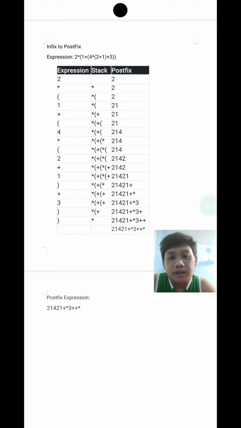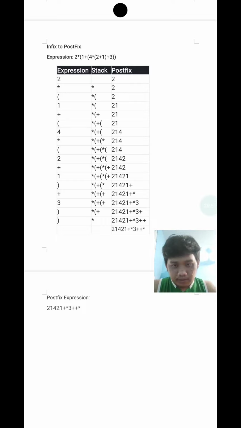Next is the operand 3. It goes to our output, so it becomes 2 1 4 2 1 plus times 3. And our stack stays the same. And next is the closing parenthesis. Since it is a closing parenthesis, it will pop all the stack items until an opening parenthesis is encountered.